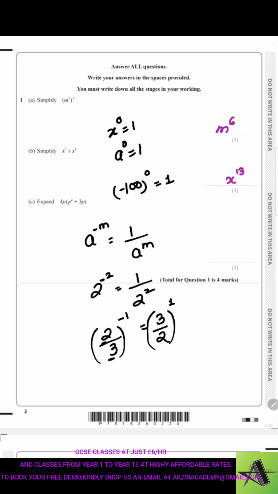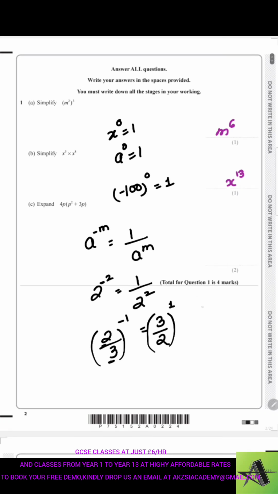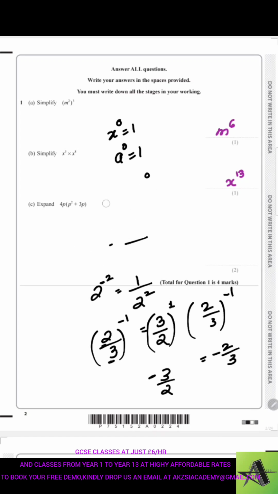Now the most common mistake is with 2 over 3: a student does negative 2 over 3. Or some who are aware that we have to do the reciprocal will do 3 over 2 with a negative power. There's no point in putting a negative sign before the number. By reciprocating, we are converting the negative power to a positive power. That's it.